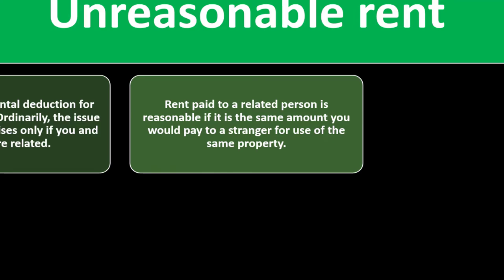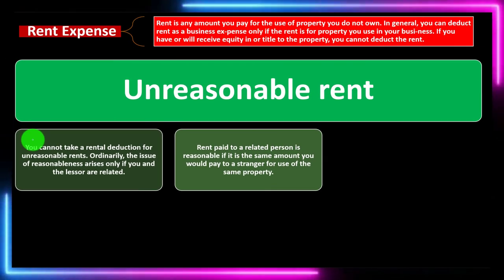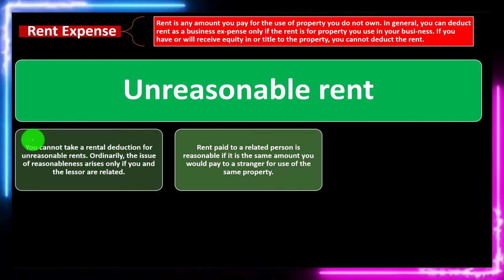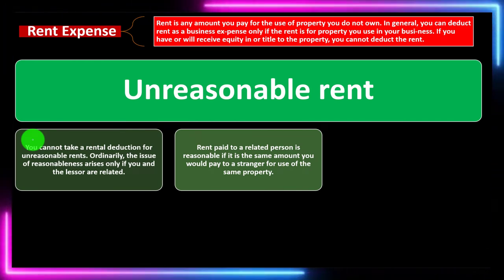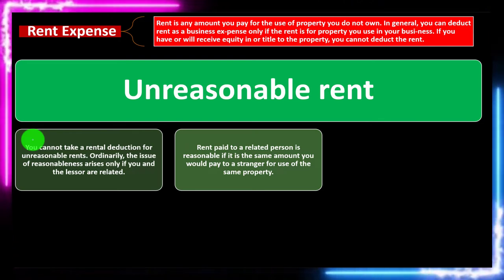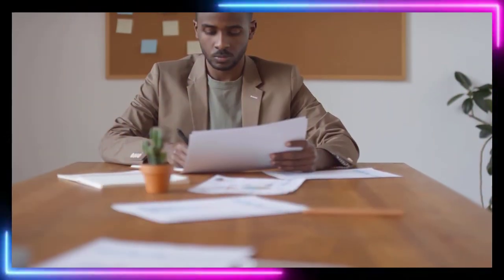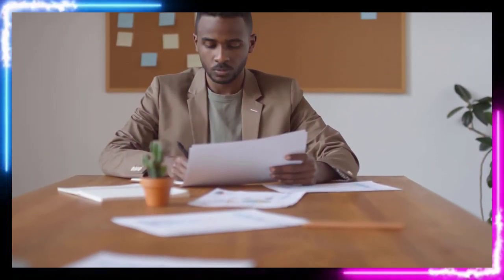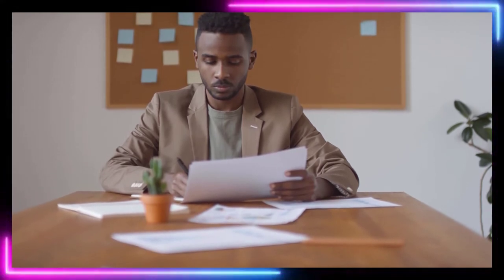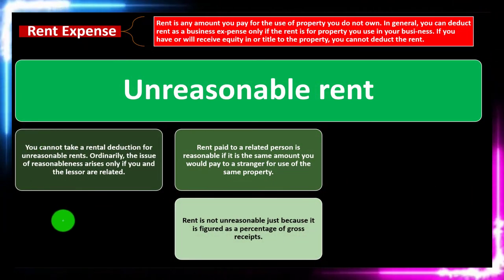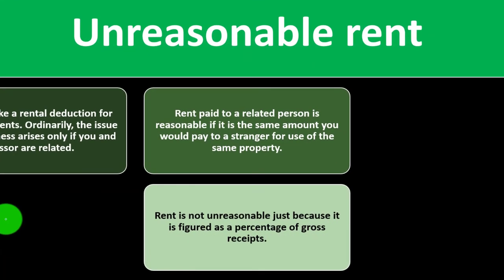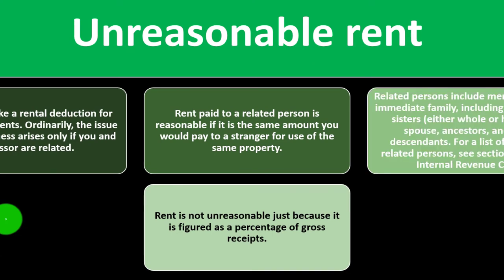So what if you want to deal with your family? Then can I not deal with my family in that case? No, you can, but you've got to be careful when you're setting up the contracts to see if they're valid contracts for taxes and so on, because you've got to make sure that they're set up with basically market terms in order to qualify as valid contracts generally. So rent is not unreasonable just because it is figured as a percentage of gross receipts.